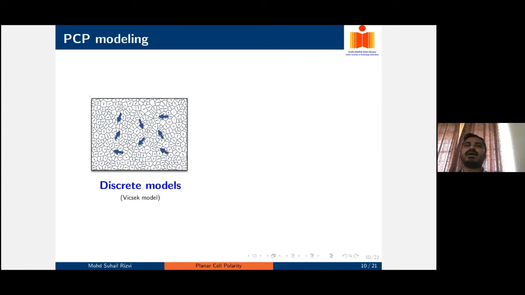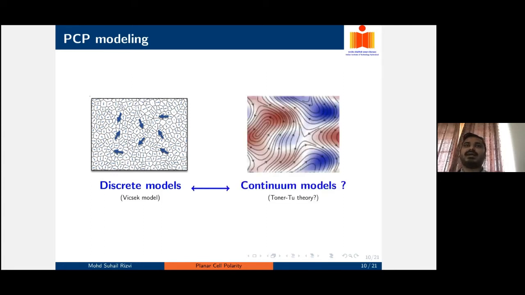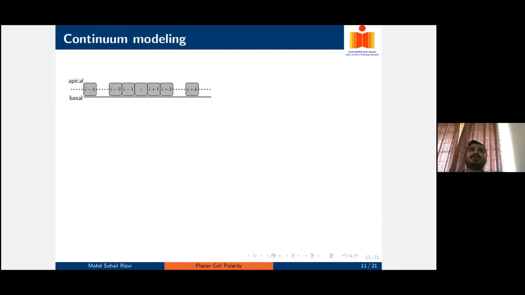So the angle from which we were trying to look at this problem was: because these approaches are discrete in nature, can we come up with some continuum theory for this particular biological phenomenon? So that's what I'm going to show, before I describe the model in one dimension.